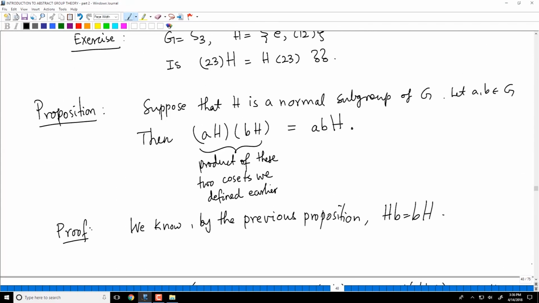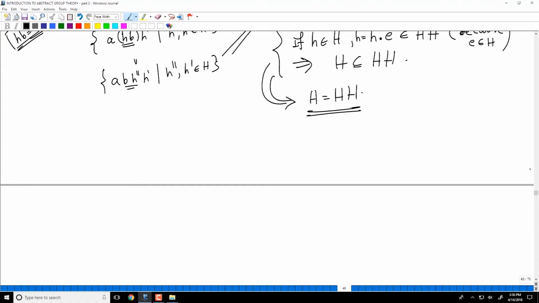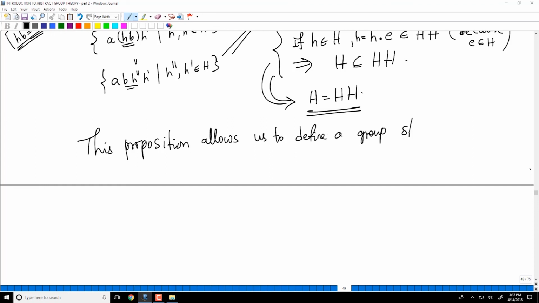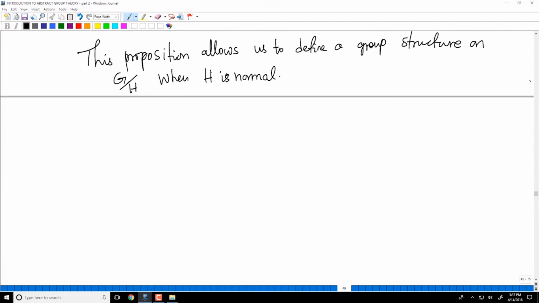So this proposition allows us to define a group structure on G mod H when H is normal. It turns out that there is no natural way to define a group structure on G mod H when H is not normal. This can only be done when H is normal. So what is the group structure?